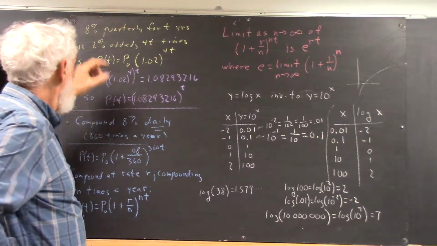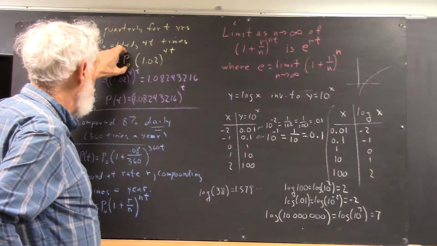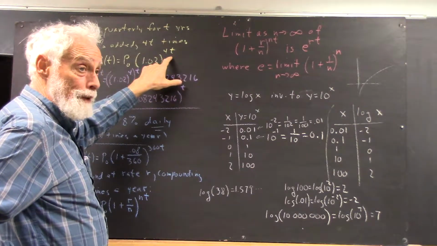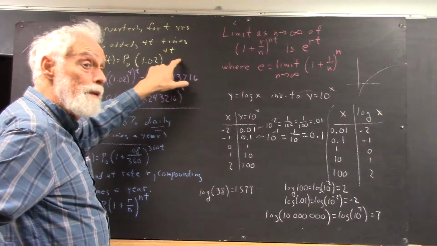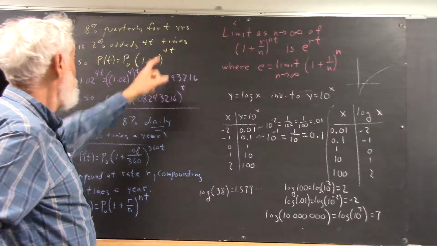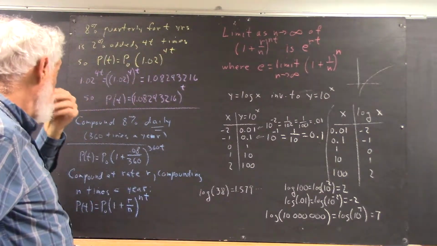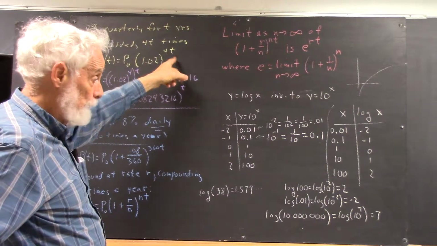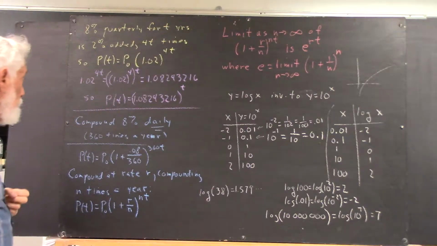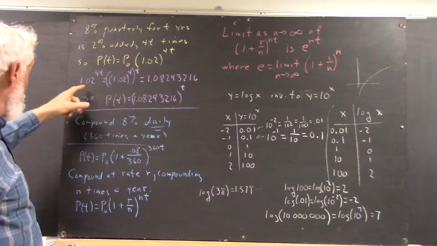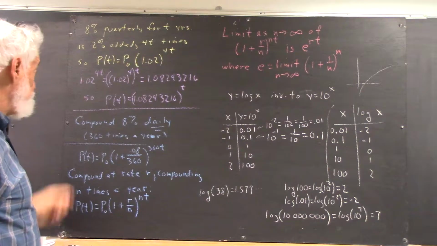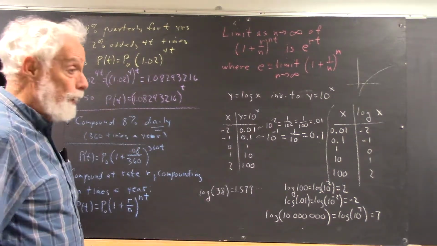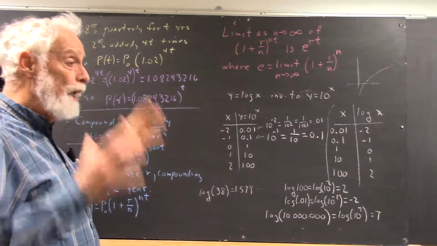In any case, your P of T is going to be P0 times 1.02 raised to the power equal to the number of times you're going to add 2%, which will be 4T times, for reasons that you should be thoroughly familiar with, if not by now, by the time you stop and really think this through. I'll just comment, 1.02 to the 4T is 1.02 to the 4th, to the T power. That's by the laws of exponents that you have to know.